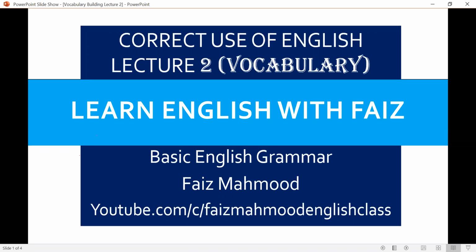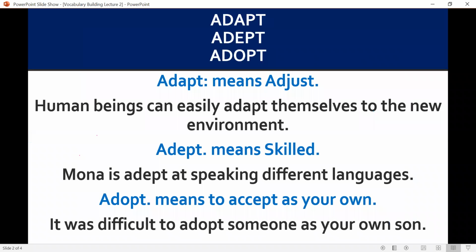Today we will learn some more words to build our vocabulary. Adapt, adept, and adopt. These three words have similar pronunciation, so one may get confused while listening to these words. But for this, we have to see the construction of the sentence, in which sense the speaker or the writer is using these words. In writing, we will have no problem as the spellings are different, but in speaking, we may suffer from some problem.